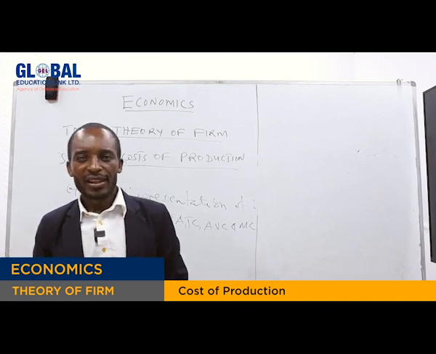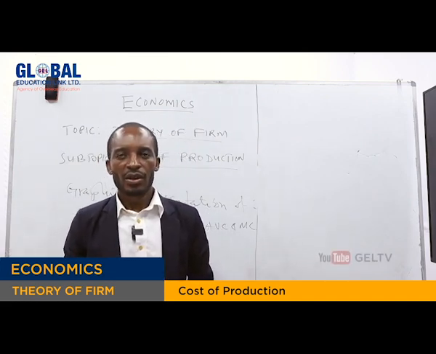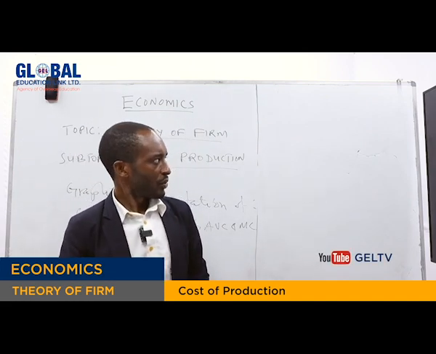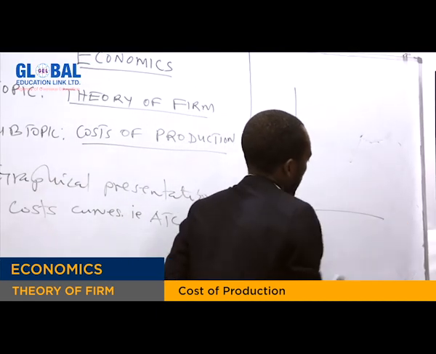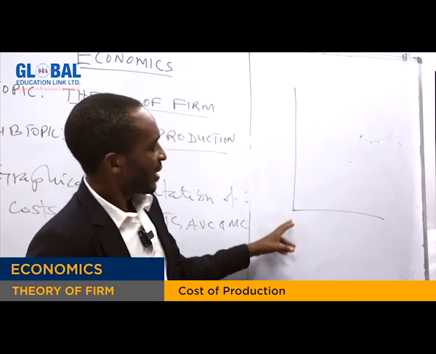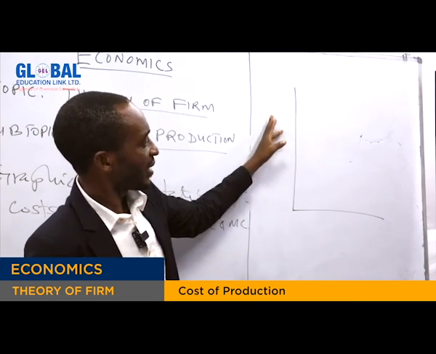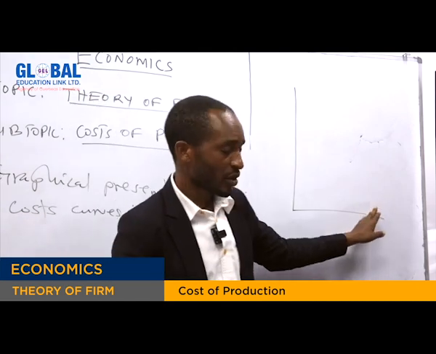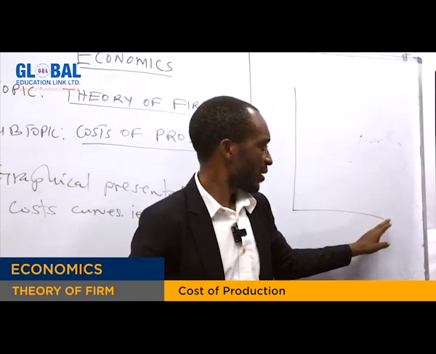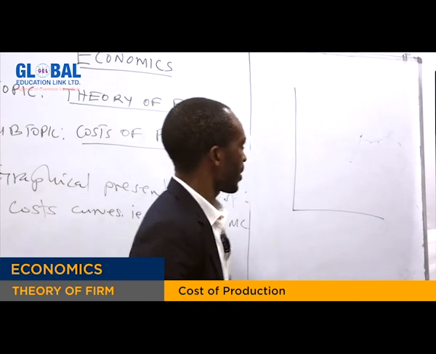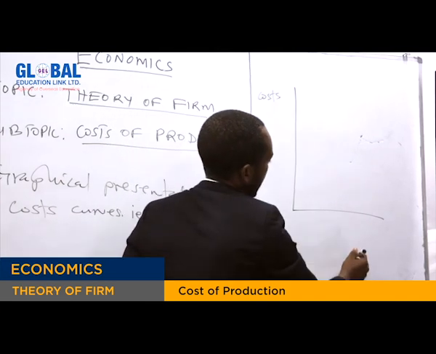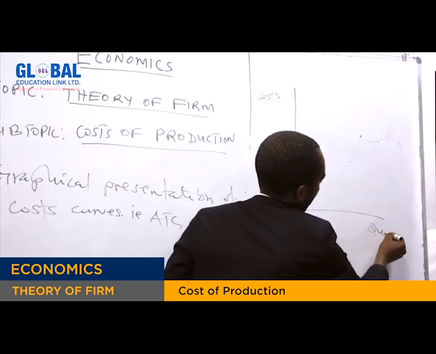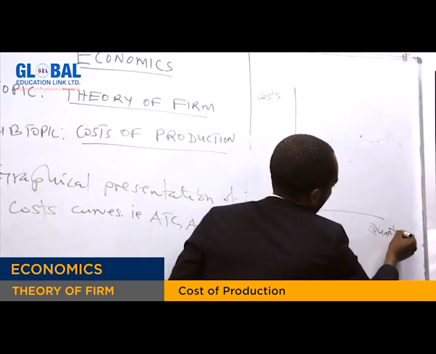When you are drawing the cost curve, you need to use graph paper where on the vertical axis you put the costs and on the horizontal axis you put the output, or quantity produced.